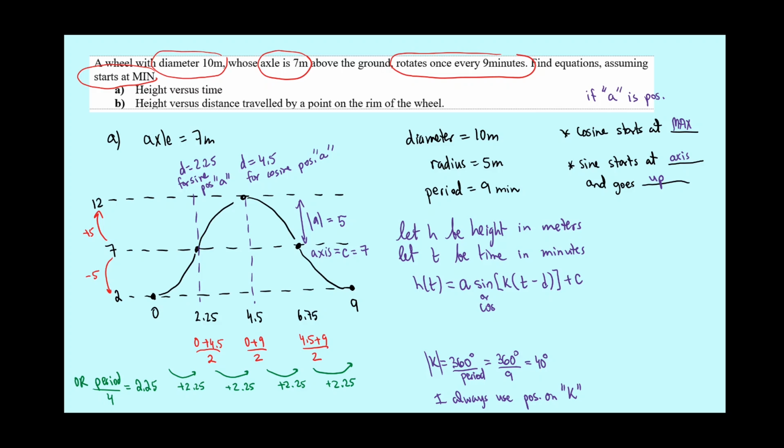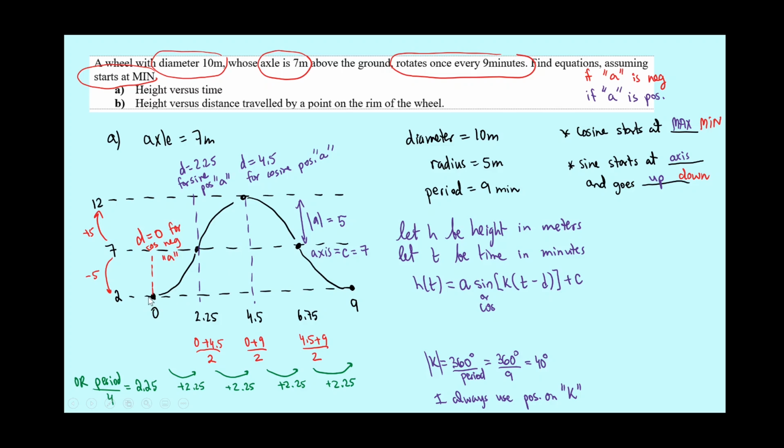Or we can say, because sine starts at the axis and goes up, we could say d is actually over here, because this is where sine would have usually begun at the axis and then goes up. So we could say d is 2.25, and notice again, I'm grabbing this horizontal number, not the 7. Now, if we wanted to, we could create equations with a's being negative. If you use a as negative, then cosine will then start at minimum, and sine, instead of going up from the axis, will go down. So let's do those variations as well.